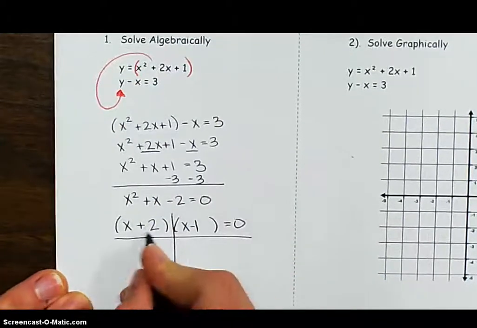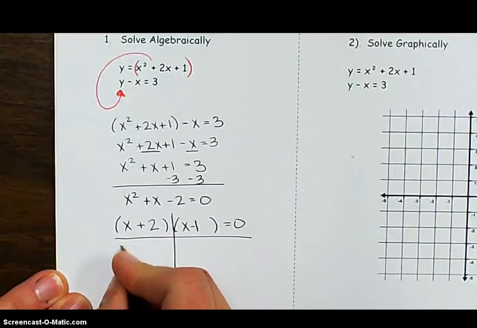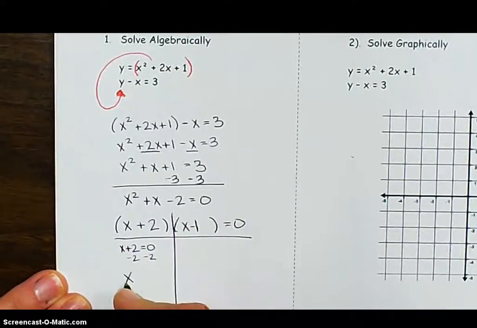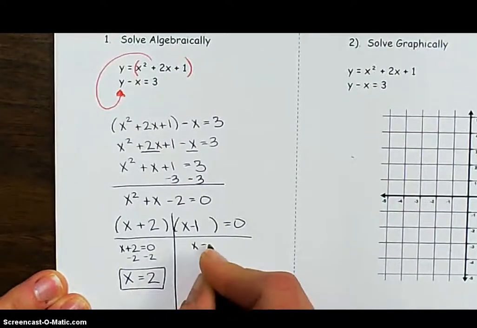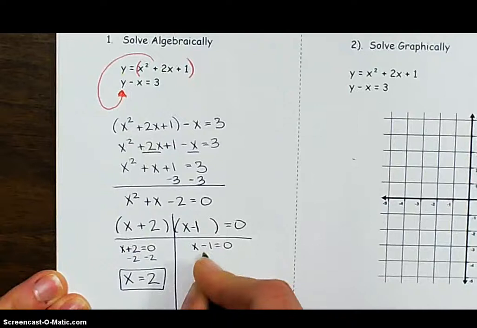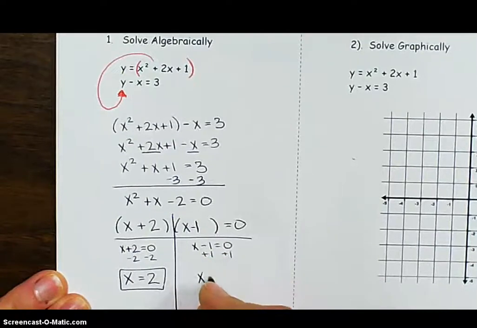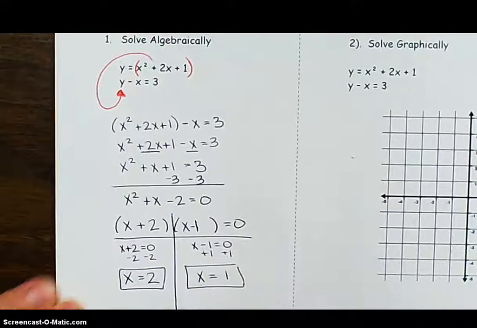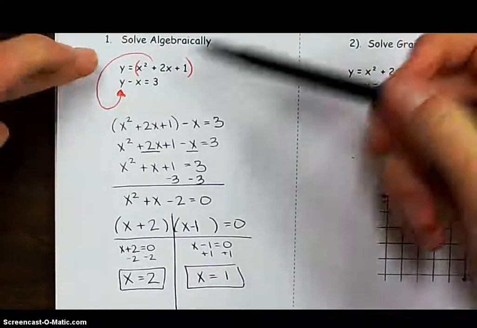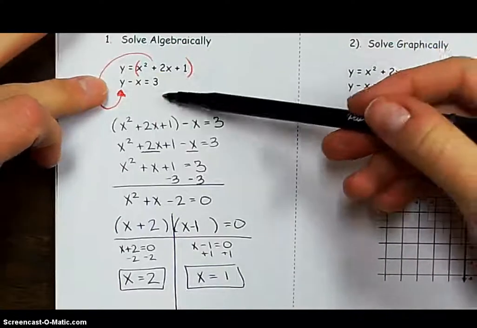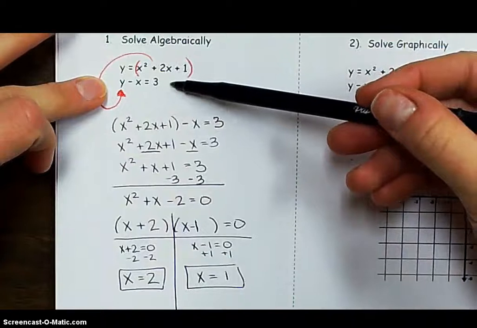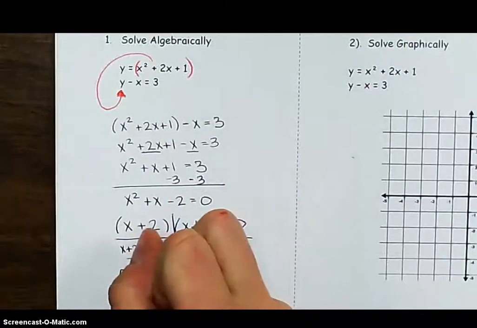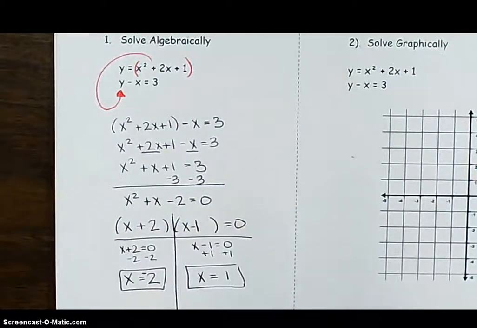If x plus 2 is equal to 0, I transpose the 2, so I get x is equal to negative 2. Over here we get x minus 1 equals 0, so I add 1 to both sides and I get x is equal to 1. But now remember, this equation was not just about x's, it was about x's and y's. So now we have to pick one of these equations and plug it in. Oh, I forgot to put the negative there, negative 2.